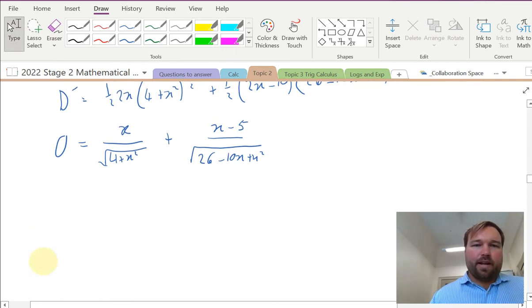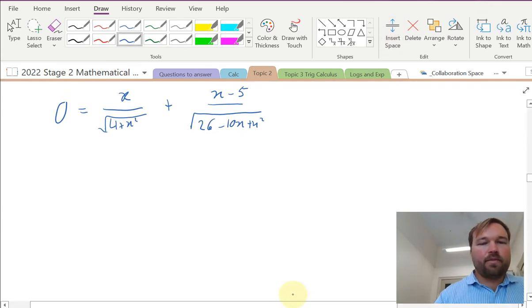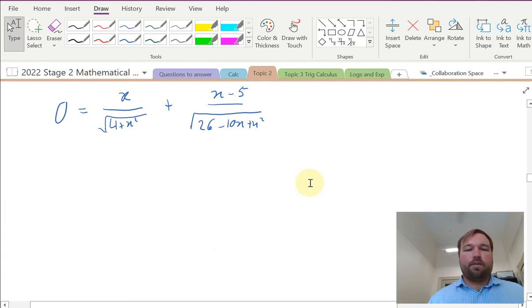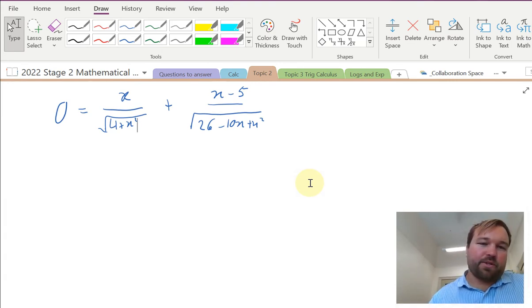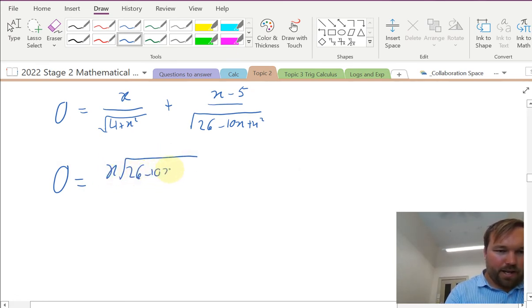All right, now what about making that equal to 0? We really want one big fraction here, don't we? I can't see a perfect square. I can't see how to factorize the ones on the bottom. What I'm thinking is I'm going to combine it into one large fraction. All right, so if I'm going to combine it into one large fraction, 0 equals x for our square root 26 take 10x plus x squared plus x take 5.